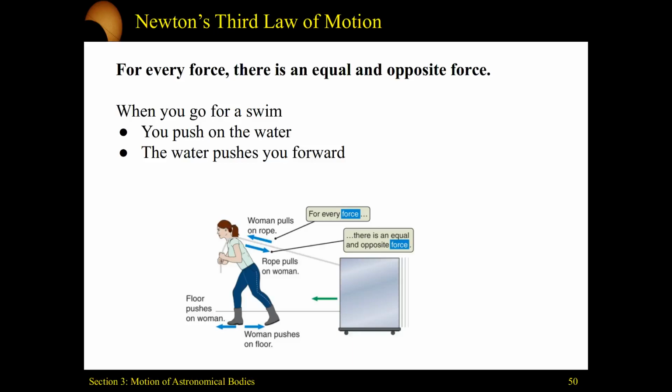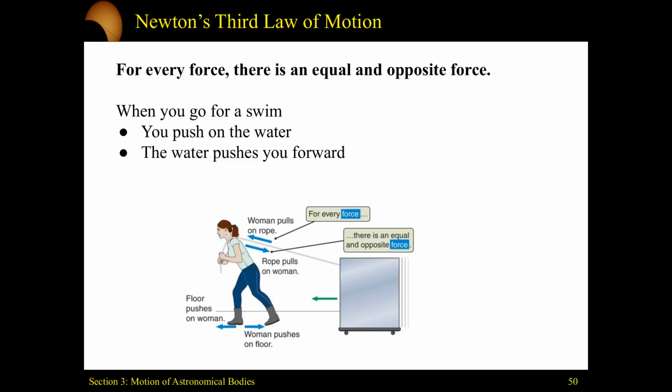Newton's third and final law of motion is the law of equal and opposite forces. For every force, there is always going to be an equal and opposite one. In the picture here, we have the woman pulling on the rope. As she pulls on the rope, she's creating tension, and she's feeling a force generated by the heavy object pulling back against her.